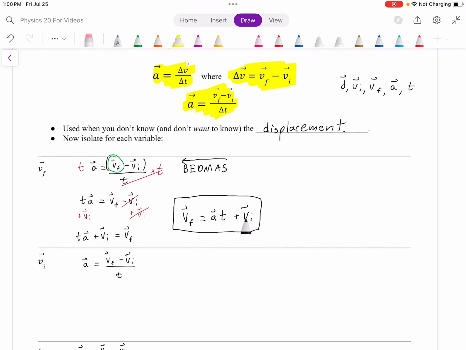This actually makes a lot of sense when we think about it too, right? How fast were you going to start with, plus how much your velocity was changing each second times how long it was changing that way, right? This overall gives us the total change in velocity because it's how your velocity was changing each second times the number of seconds it changed for. So if you add the change in velocity to where your velocity started, you'll end up with your final velocity. Okay, so there we go.